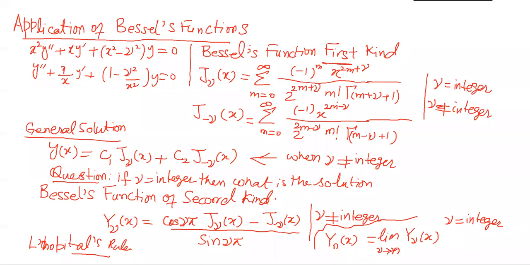So if nu is not an integer, we can use the first one or the second one, it doesn't matter. If nu is not an integer, then the more simplified way is to use this first one. But even in that case, you can use the second one as well. The answer will be the same. So what is then the second one?